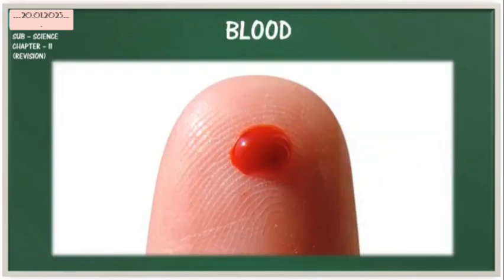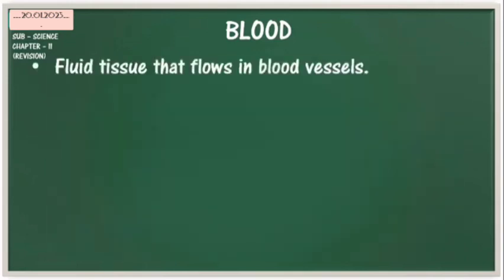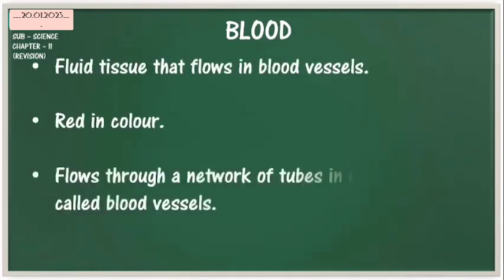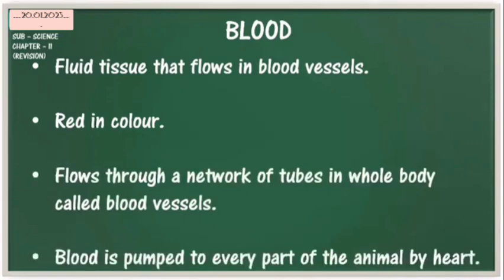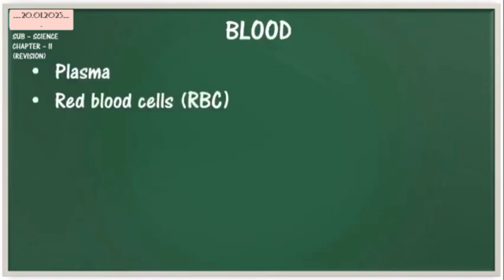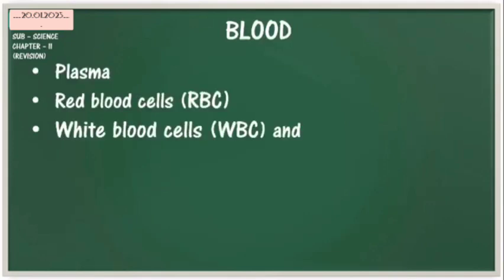Now what is blood? Blood is a fluid tissue that flows in blood vessels. It is red in color and it flows through a network of tubes in the whole body called blood vessels. Blood is pumped to every part of the animal by the heart. Blood consists of four components, that is plasma, RBCs, which are red blood cells, WBCs, which are white blood cells, and platelets.